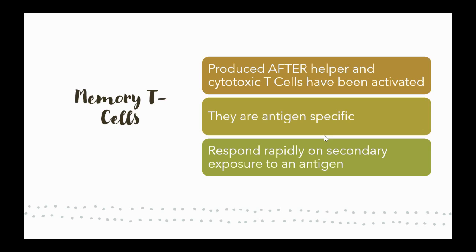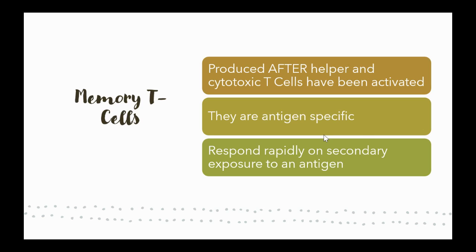A memory T cell is produced after the helper and cytotoxic T cells have been activated. They, again, are antigen specific, and they will respond rapidly on a secondary exposure to the antigen. In other words, you've had it once, it retains a memory. If you get exposed again, you get a much, much faster response.